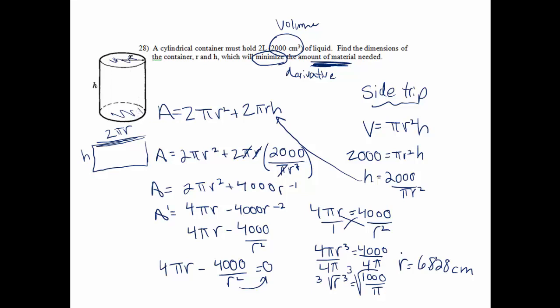I now just need to find h, so I'm going to go back into my side trip, and I'm going to plug r right in here. If I do that, I'm going to end up getting h equals 13.655, and that would also be centimeters. So I found the dimensions of the container, which will minimize the amount of material needed.